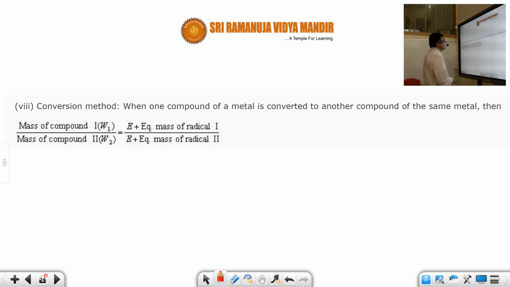Now let us see radicals. Radicals means some salts will be formed. What is formed? Salts will be formed. For example, MNO3. So the equivalent weight of the metal plus the equivalent mass of the radical. Here what is the radical, students? NO3 is the radical. Sometimes M2(SO4)3 is given. Now what is the radical, students? Here in this case SO4 is the radical.